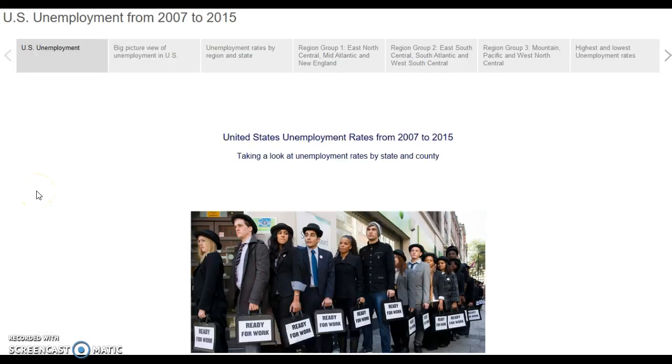Hi, my name is Matt Aldinger, and today I'm going to be taking a look at the United States unemployment rates from 2007 to 2015. And I'm also going to go a little more in depth into the unemployment rates by state and by county as well.